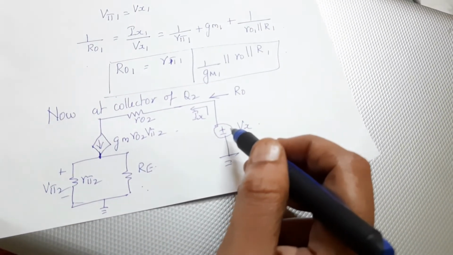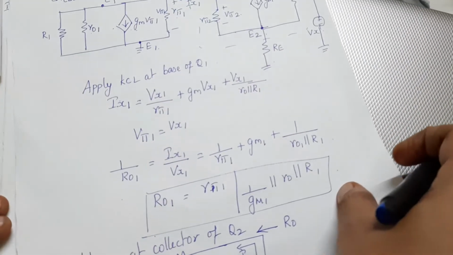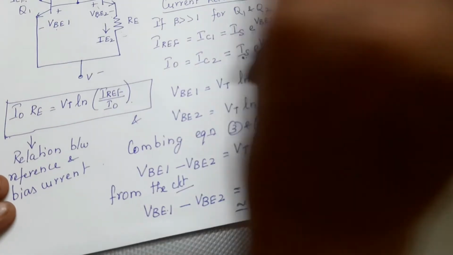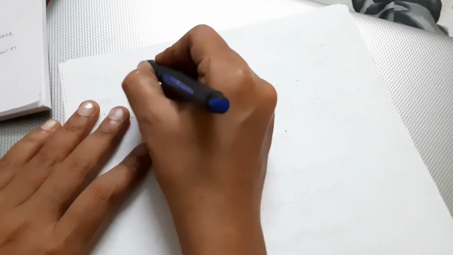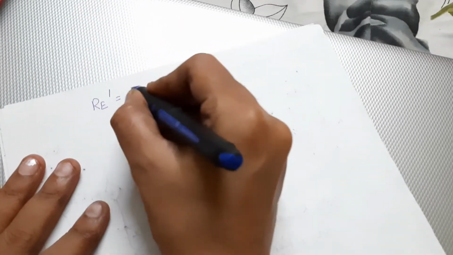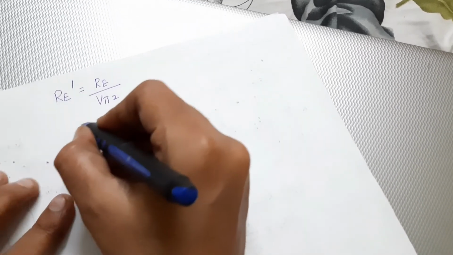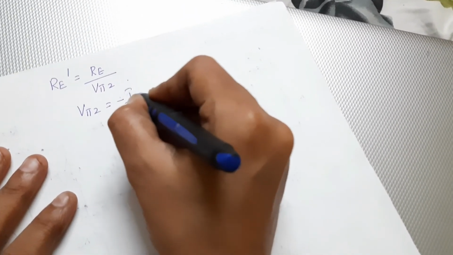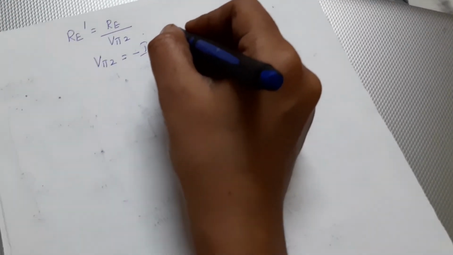The previous case was in the form of a Norton equivalent circuit, and I have converted it into Thevenin's form. So here Rπ2 and Re are parallel to each other. I'll have a new notation just for simplification, for my convenience. So Re dash will be equal to Re parallel Rπ2. So we know Vπ2 will be equal to the I into R formula, therefore minus Ix into Re dash, as per the circuit.